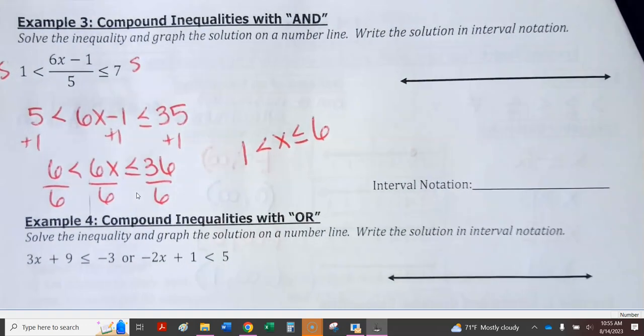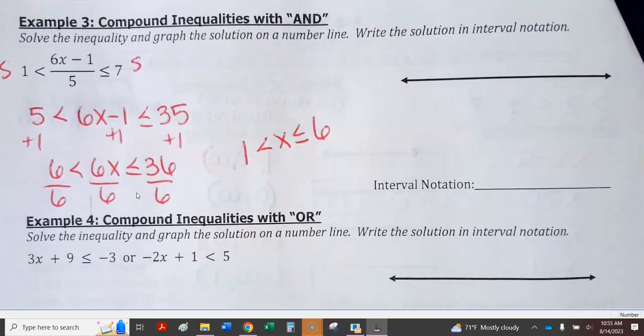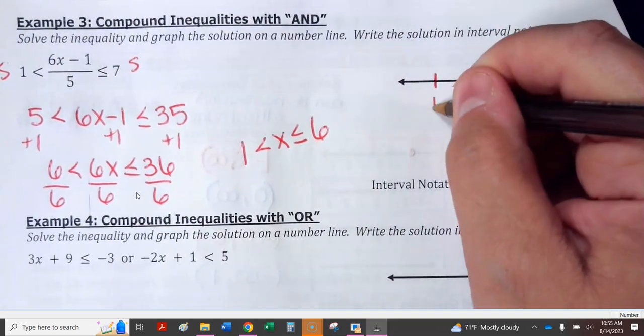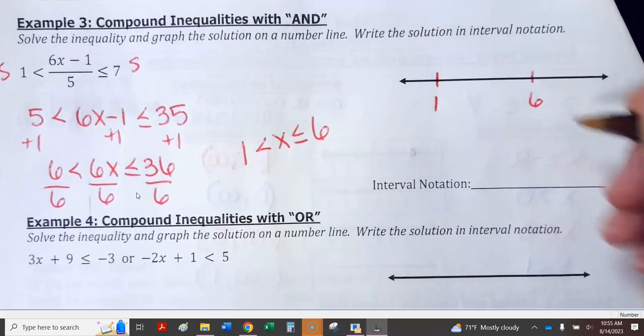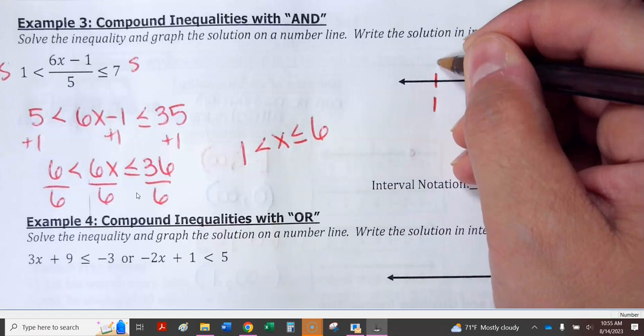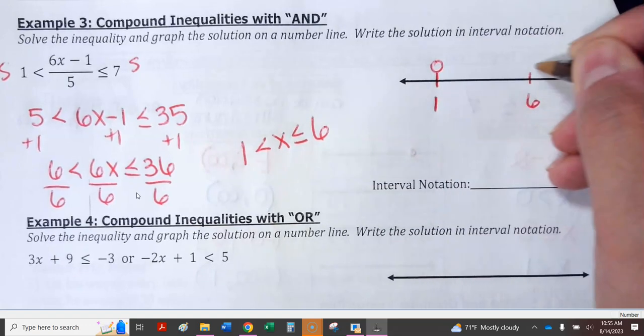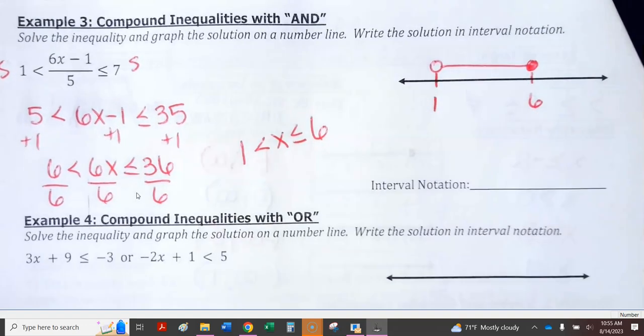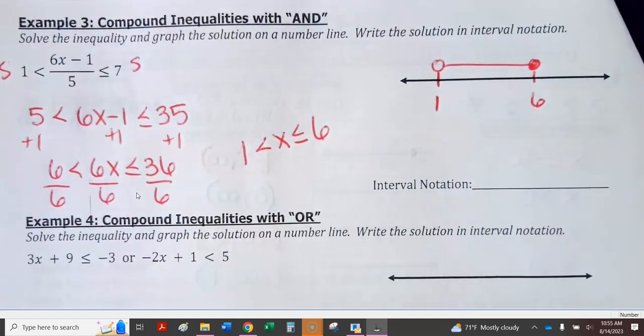This just means x is any number between 1 and 6. On a graph for this, I'm just looking for the critical numbers, so I'm going to put 1 and 6. Should I have an open circle or closed circle at 1? What about 6? Closed. Okay, and then we just play connect the dots. You don't have to write the numbers in between. As long as you put the smaller number on the left and the bigger number on the right, we're good.